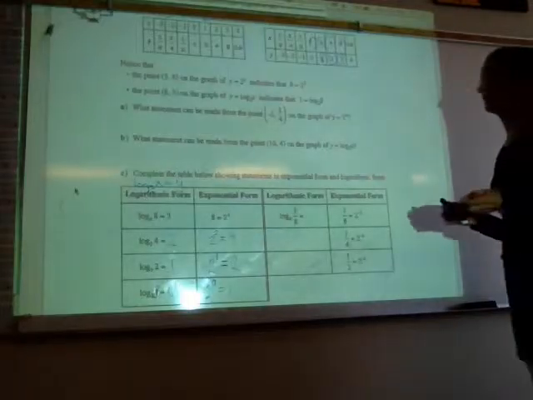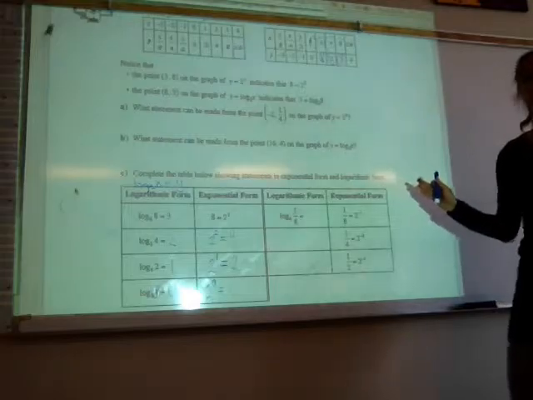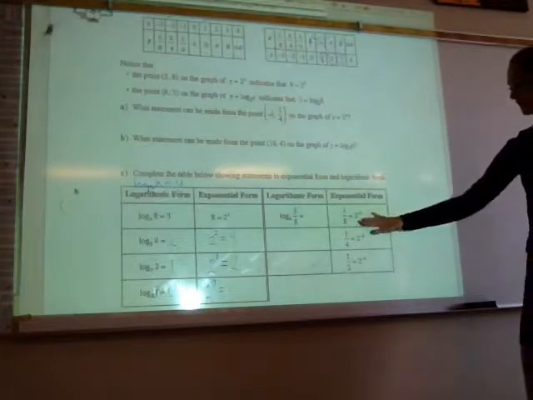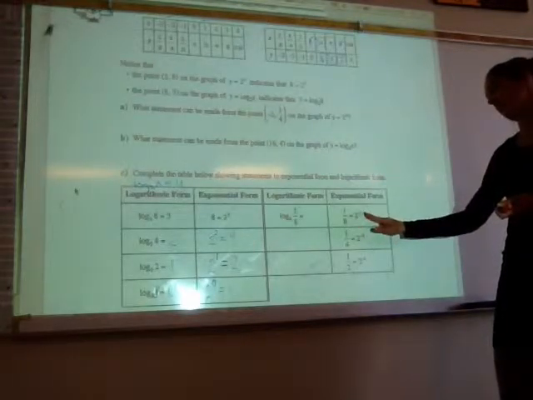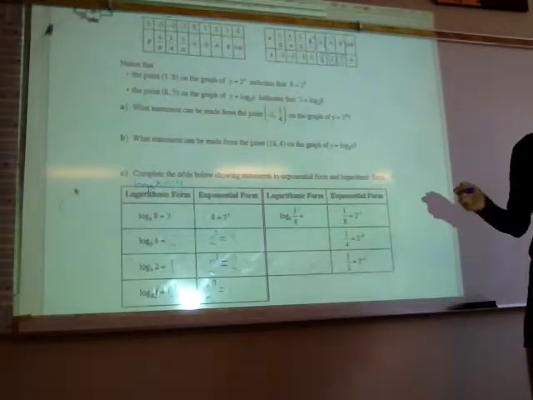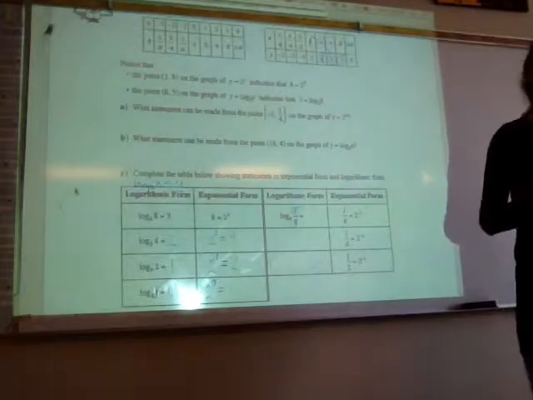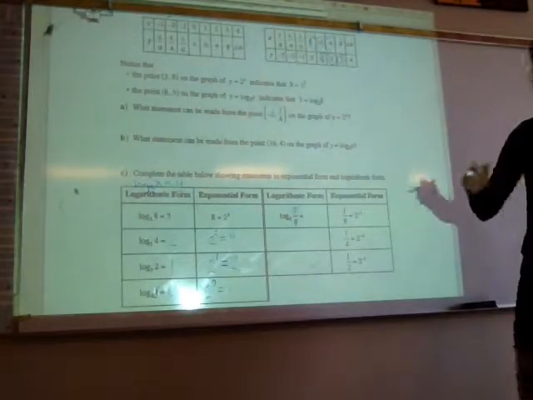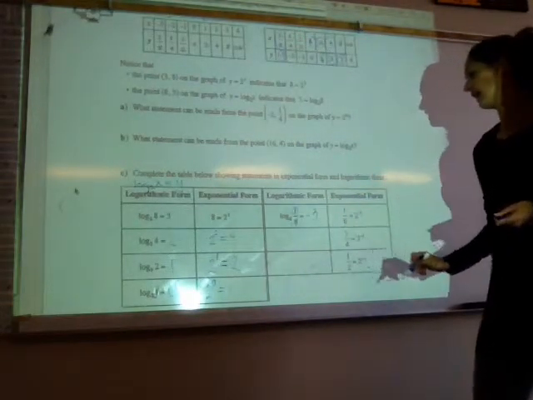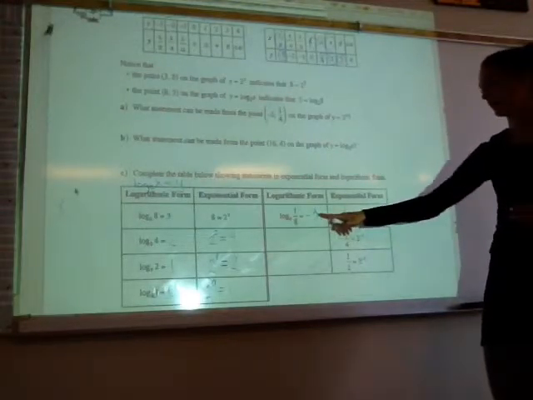So that's going from logarithmic form to exponential form. We're going to do the opposite now. We're going to go from exponential form to logarithmic form. Looking at this first example, we have 2 to the power of negative 3 is equal to 1/8. Another way that we could solve this first one is, when we have 1/8, what's your y value in the table of values? Negative 3.